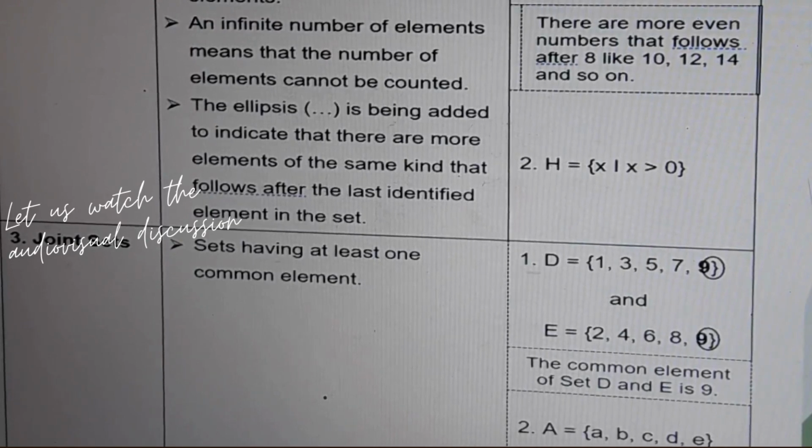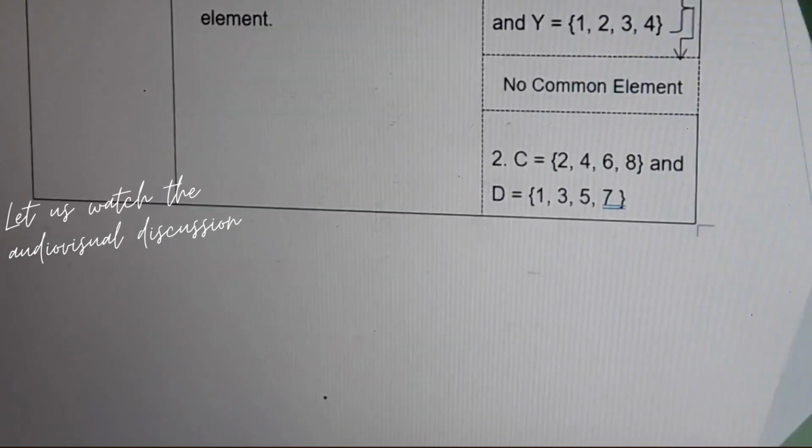Another example, we have set C compared to set D. This is also an example of, by the way, another kind of set relationship. We call this disjoint sets. Disjoint sets are sets having no common element.